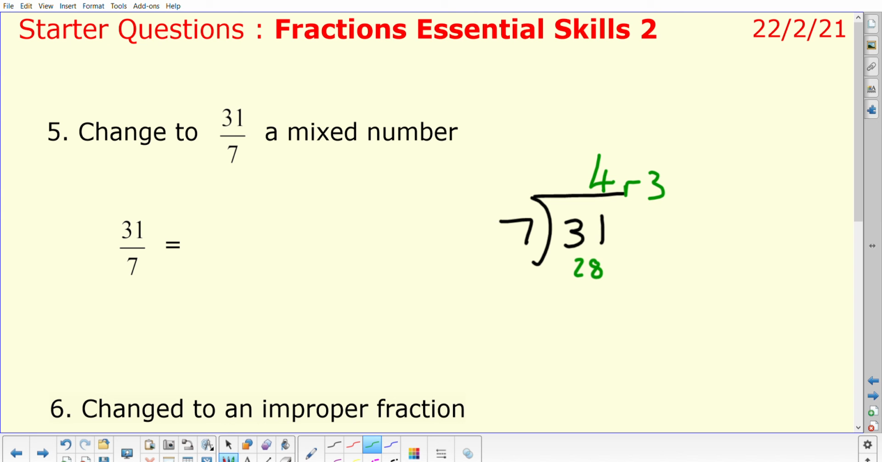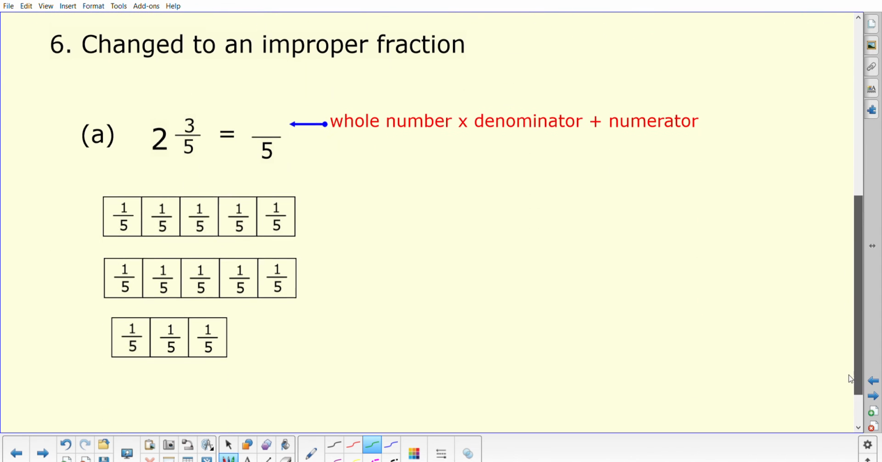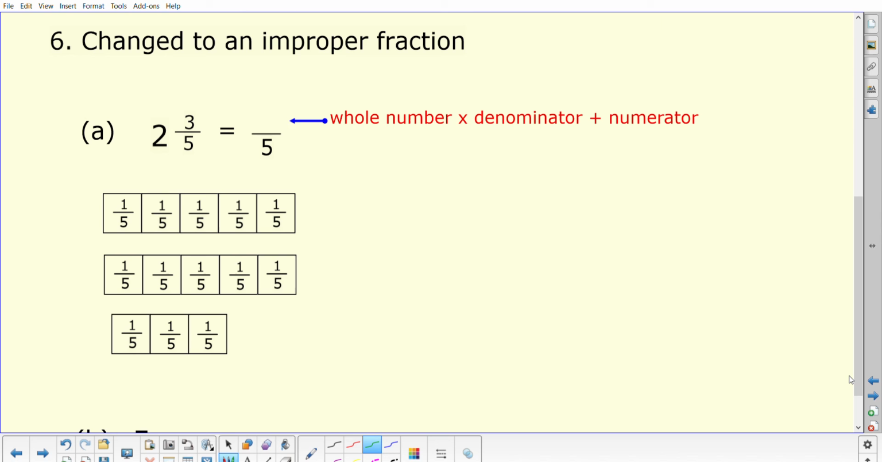Now what that tells you is the 4 is going to be the whole number part, and the 3 is the remainder of the 7s that you've not been able to make into a whole number part. So if you're having to deal with a top heavy fraction and you're trying to get it into a mixed number, you're looking to do the bottom number divided into the top number. The whole number part will be this bit here, and whatever the remainder is, that's how much of your fraction you're left over with. So last bit, change to an improper fraction.